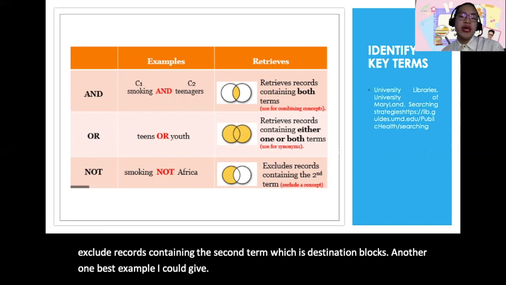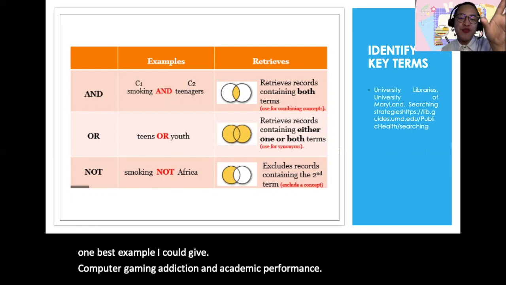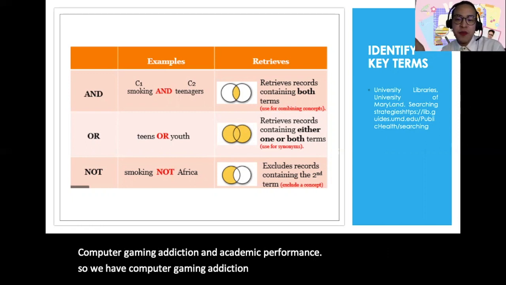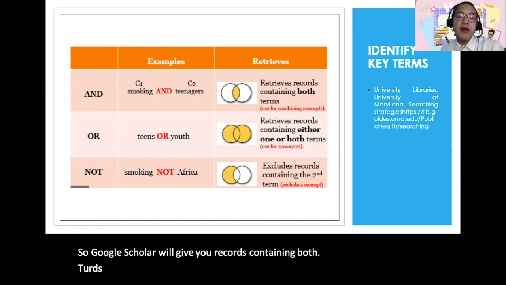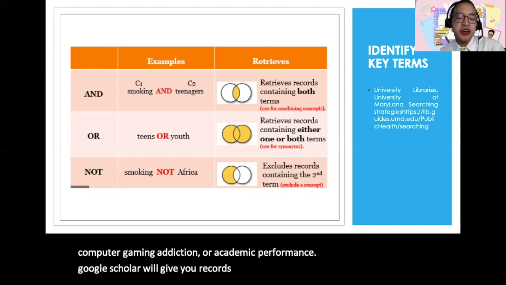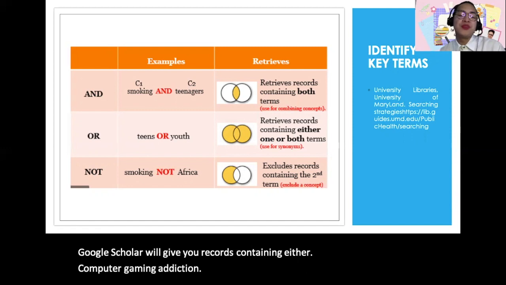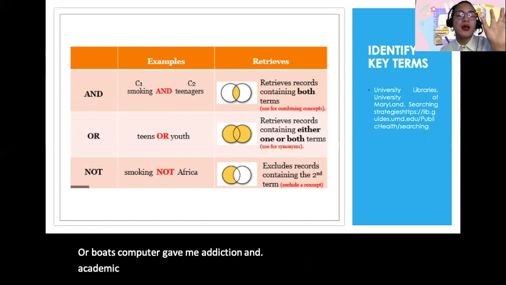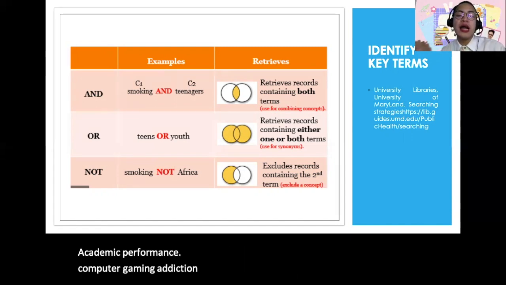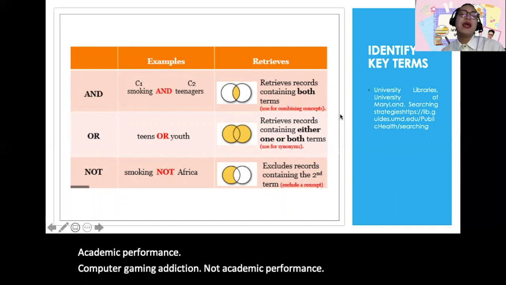Another best example I could give: computer gaming addiction and academic performance. So we have computer gaming addiction and academic performance. Google Scholar will give you records containing both terms. Computer gaming addiction or academic performance: Google Scholar will give you records containing either computer gaming addiction or both computer gaming addiction and academic performance. Computer gaming addiction, not academic performance.